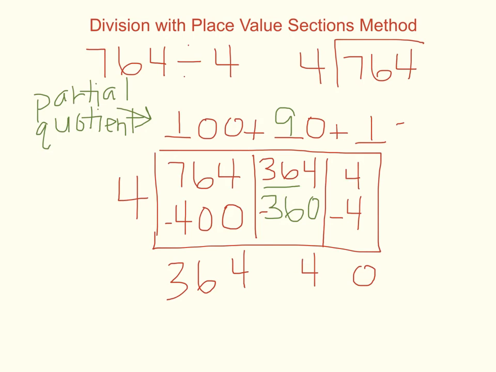My last step is to add up each of my partial quotients, 100 plus 90 plus 1, to get a total quotient of 191 with no remainder. In conclusion, 764 divided by 4 equals 191. This was a closer look at how to use the place value sections method in order to divide.